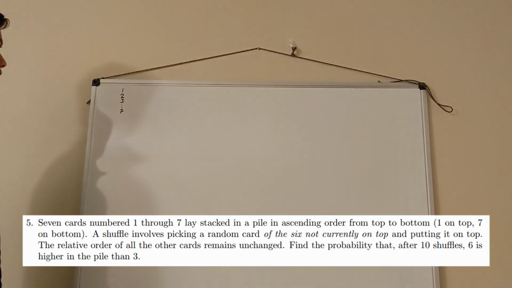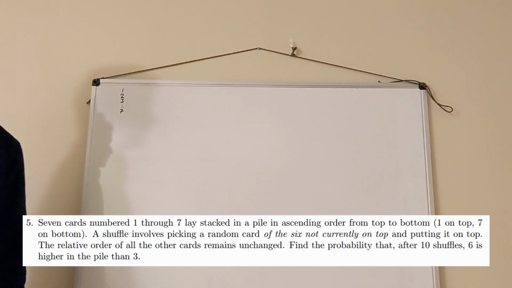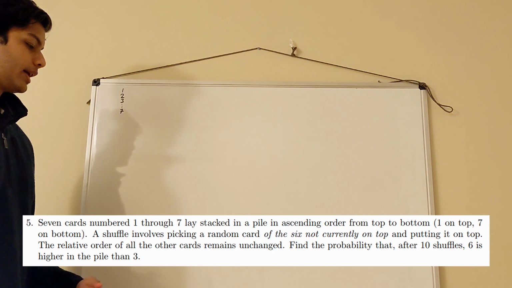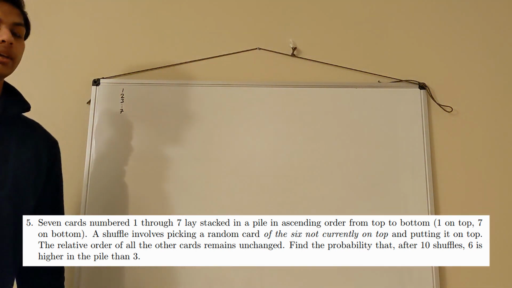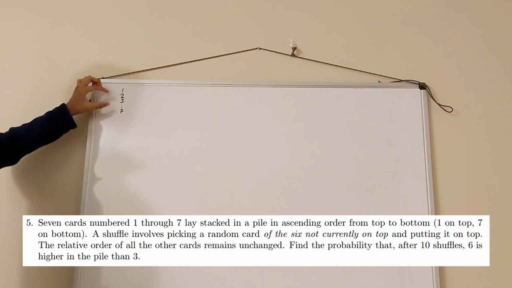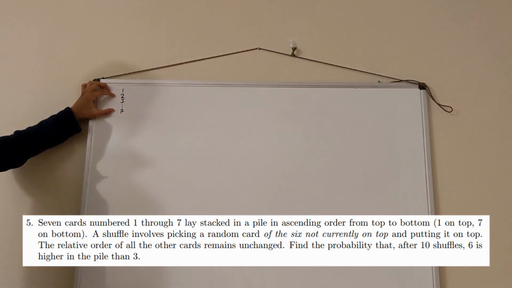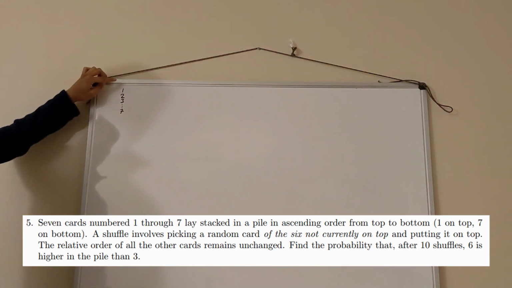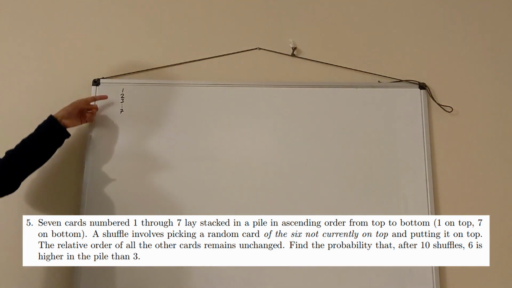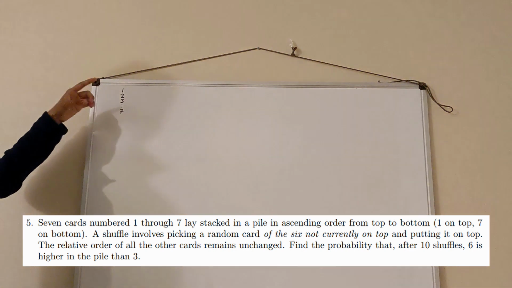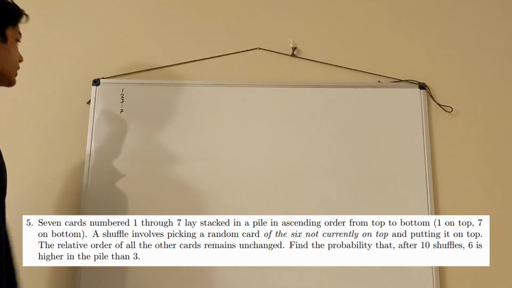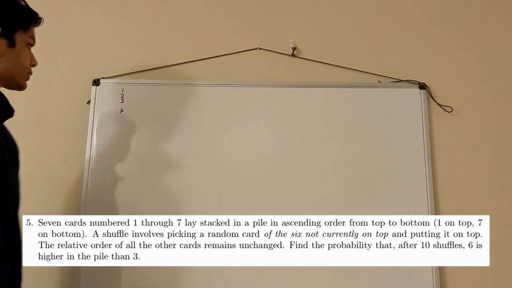So the problem is that you have cards laid on a table, numbered 1 through 7, and you have a sequence of shuffles. A shuffle is that you take one card that is not on the top, so in this case, it'll be anywhere from 2 to 7. Say you pick 4, and then you move 4 to the top and leave everything else unchanged. So if you pick 4, then it would go like 4, 1, 2, 3, 5, 6, 7. That's what we call a shuffle. It's a pretty bad shuffle if you ask me, but that's what we're considering.